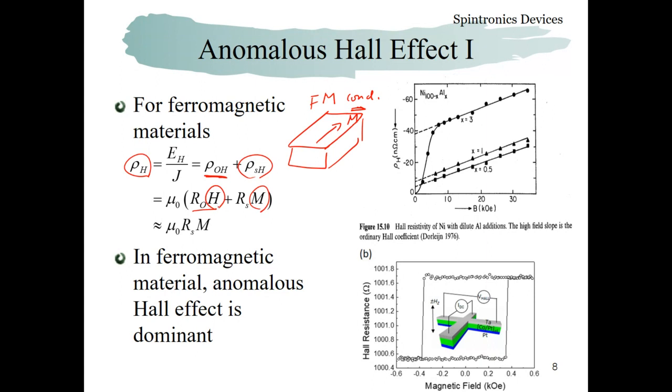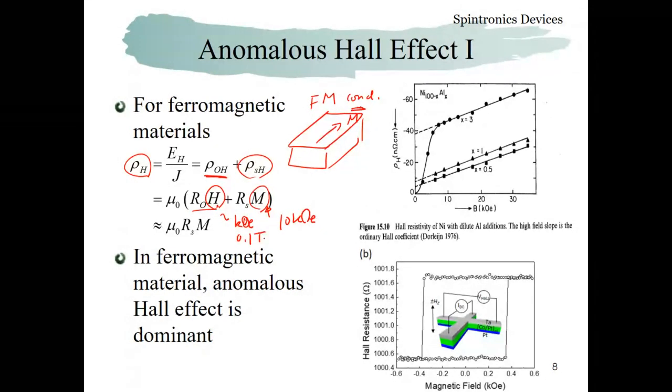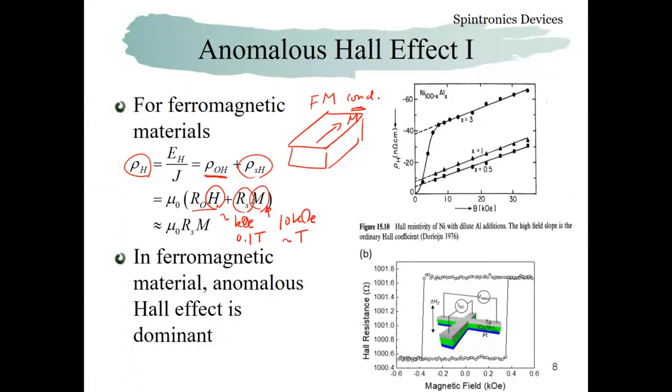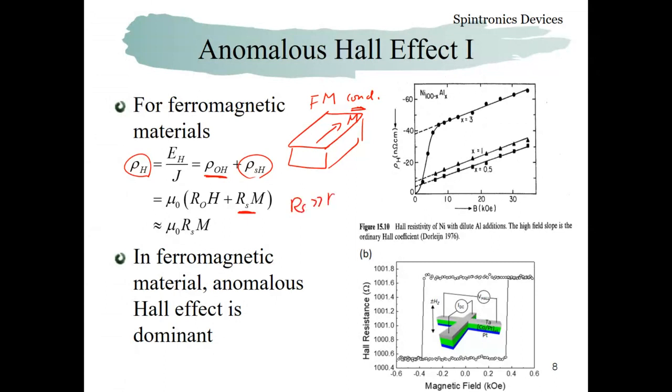Generally, the external magnetic field is on the order of kHz, and the magnetic moment is on the order of 10 kHz. Or in other words, this is on the order of 0.1 Tesla, but this is on the order of Tesla. In addition, the coefficient of the anomalous Hall effect, called RS, is generally larger than the ordinary one.